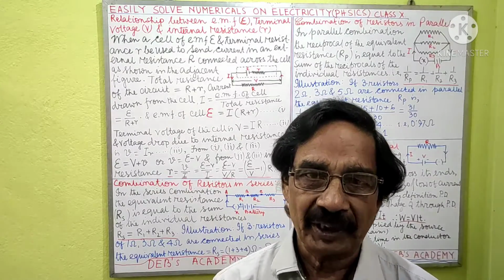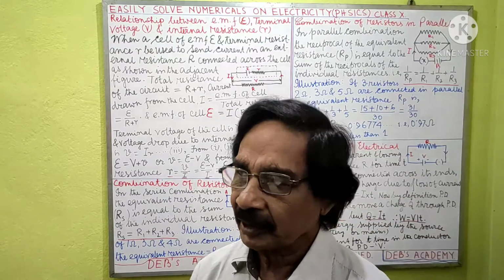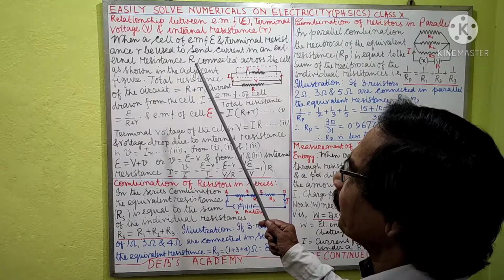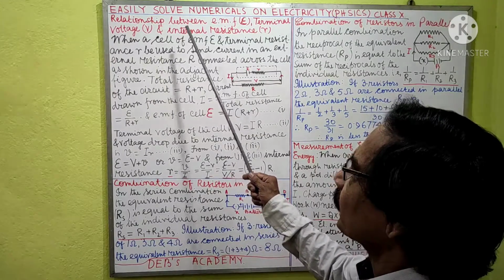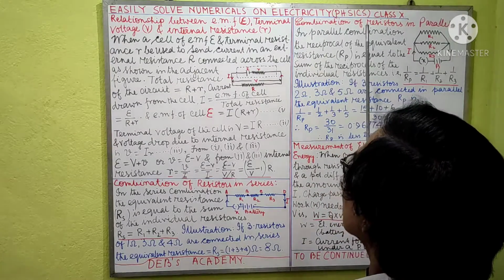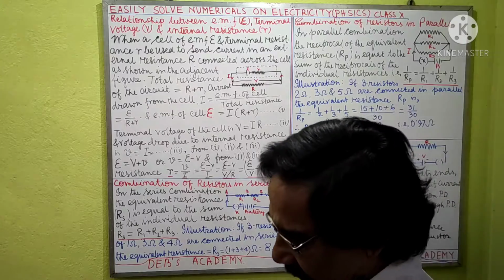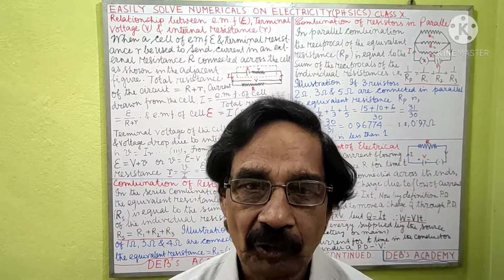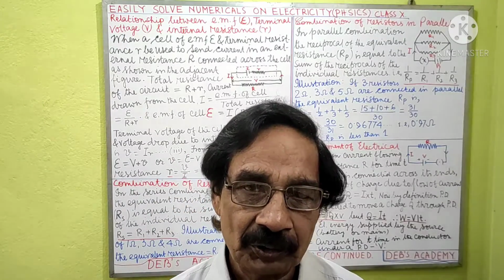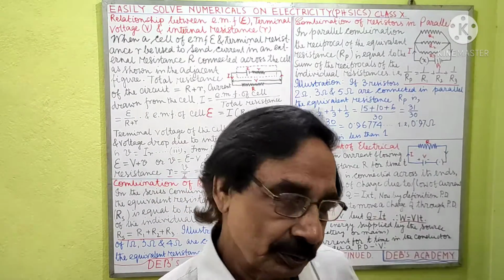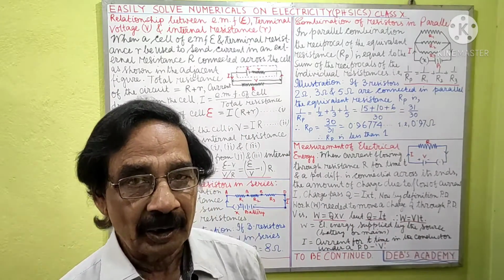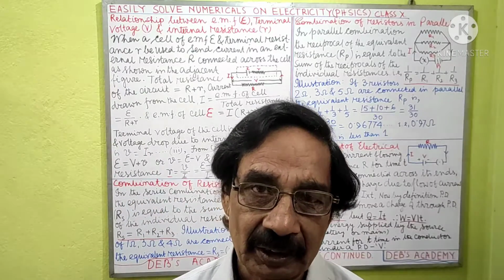This is Dev's Academy. It is the second part of the formula that was given the previous day. Easily solved numericals on electricity, that is from physics, for class 10. You can easily solve all electrical numerical problems through this formula. The last part will be on the next day.